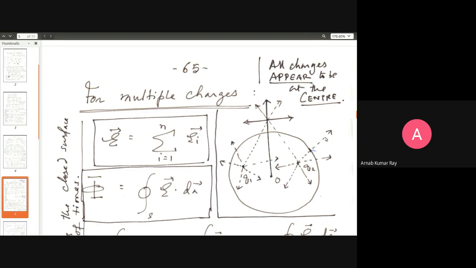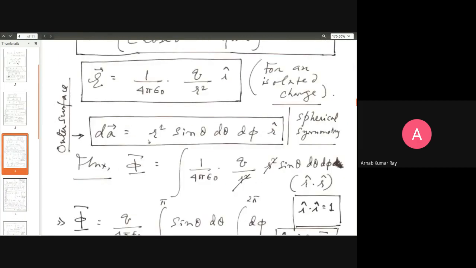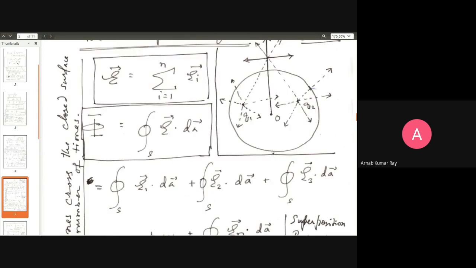Why am I talking about gravity? Simple answer. Whatever we have discussed for Coulomb force here will also apply to gravitational force because of one great similarity between gravity and electrostatics, namely 1 upon r squared. This r squared and this r squared for a spherically symmetric surface element would have cancelled, and there you would have had the same thing.